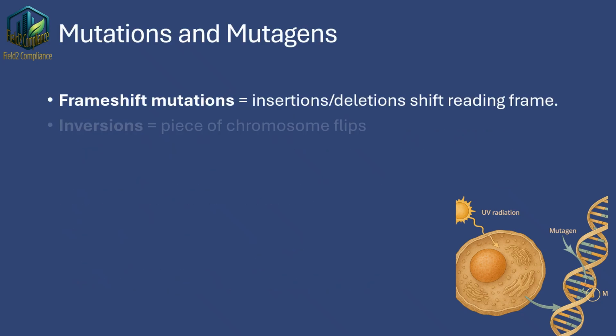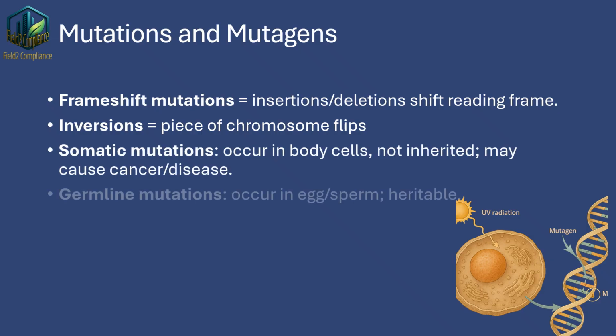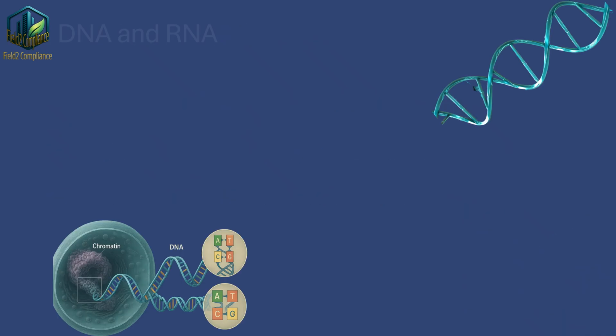Frameshift mutations happen when insertions or deletions shift the reading frame, while inversions flip part of a chromosome. Somatic mutations occur in body cells. They're not inherited, but can lead to disease or cancer. Germline mutations, on the other hand, occur in egg or sperm cells and can be passed down to future generations.